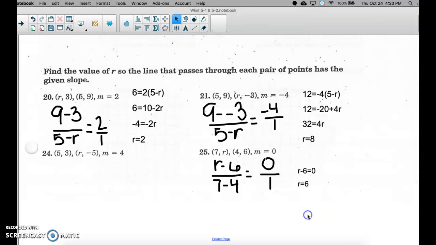When we check this, we get 6 right in here for r. 6 minus 6 is 0. And 7 minus 4 is 3. Now don't panic, because we get 0 over 3, which is still a slope of 0. It doesn't have to be perfect on the bottom, because any 0 divided by any number is still just 0.